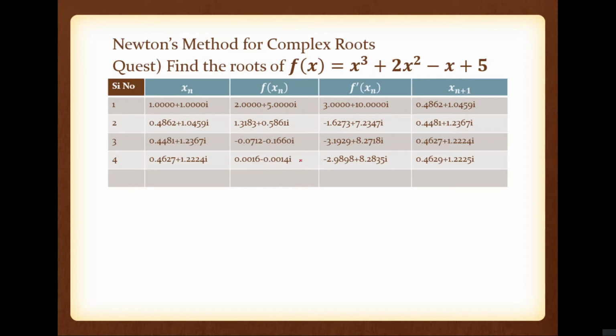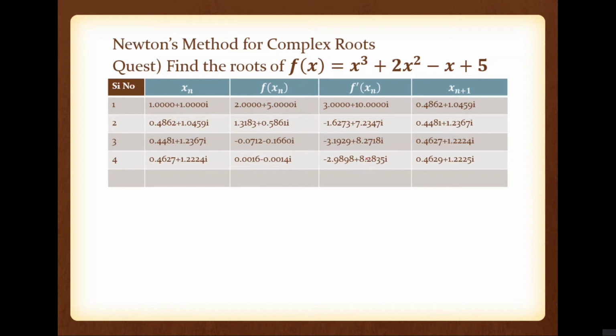So you can see that the absolute value of f of xn is now in the 10 raised to minus 3 range. So the error is reducing. I told you the value of f of x is the error. We can take it as an error. Why? Not error, residue. The reason is that at the actual root f of x will be 0. So if it is not 0, that is the residue. That is reducing now, which means the root is coming very close to the actual root.